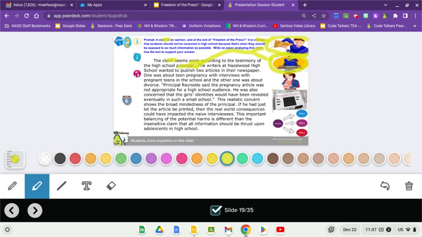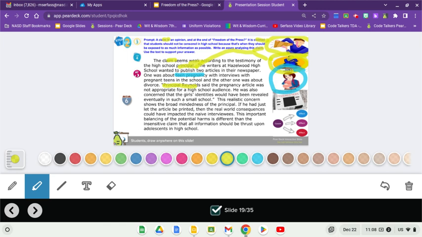The writers at the Hazelwood High School wanted to publish 2 articles in the paper. One was about teen pregnancy. And switch to blue, circle the pregnant teen over here, and there's teen pregnancy there, with interviews with pregnant teens in the school. And the other one was about divorce. Then we've got what the principal said. So let's go back to yellow. Principal Reynolds said the pregnancy article was not appropriate for a high school audience. He was also concerned the girls' identities would have been revealed eventually in such a small school.